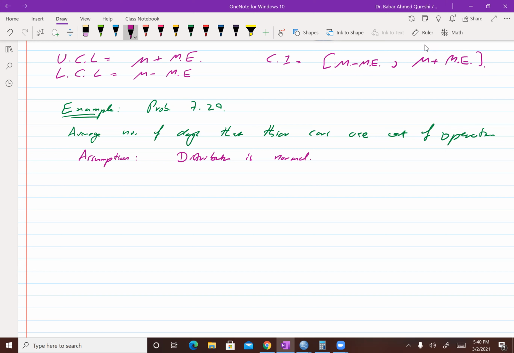Well, it will be a random variable, some for more days, some for less days, and the assumption is that it's going to be a normal distribution about how many days they are out of operation. That's all you are assuming. So assuming this, they want to find the mean number of days, and they do a sampling, and they pick a sample of 9 cars, and they find that the number of days are these.